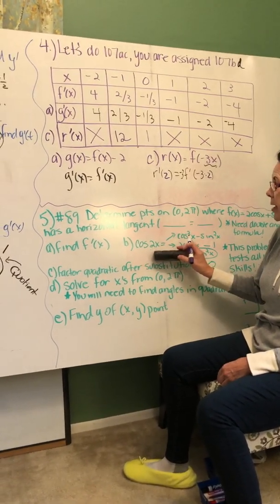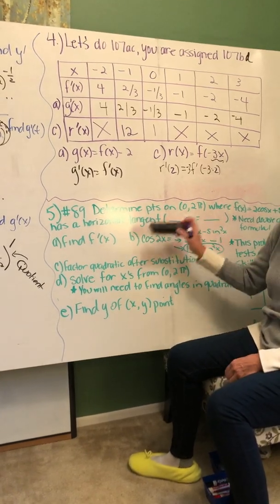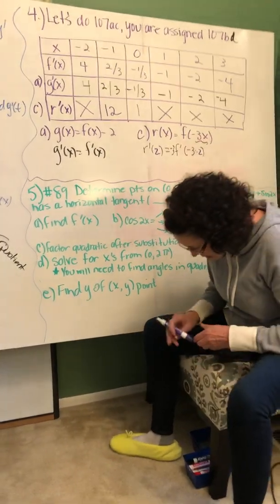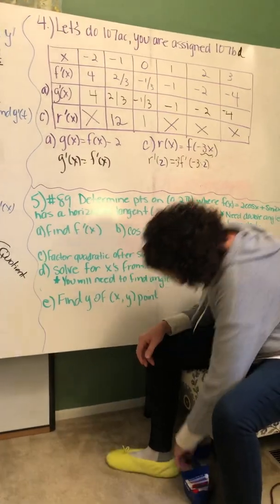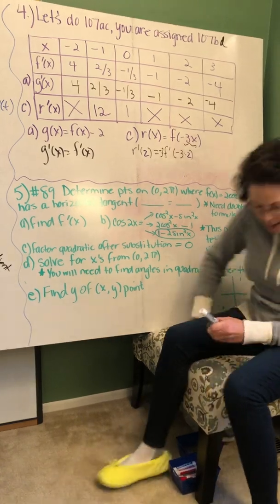Now on number 89, this is a good learning one. This is good for you, nice and healthy, okay? I had to give you plenty of hints because there's a lot going on here. All right, so here's my hints.